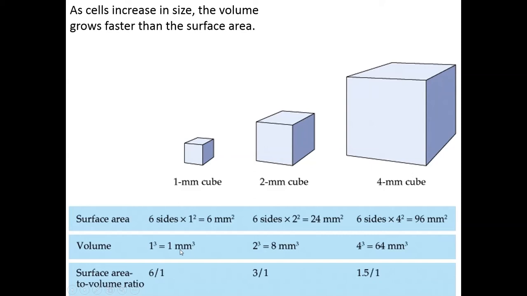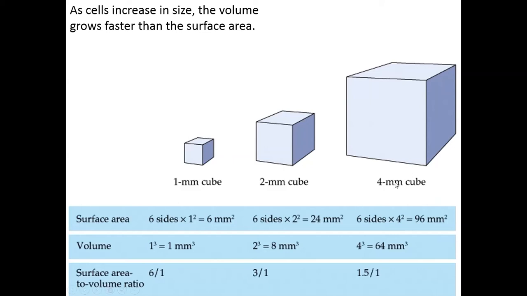Now if we remember, the surface area, that cell membrane, is what lets resources in. So for every 1 millimeter cubed of volume, we have 6 millimeters squared of surface area to provide it. So that's 6 to 1. So that's quite a large ratio. So that means you have lots of surface area to pull in all the resources you need.